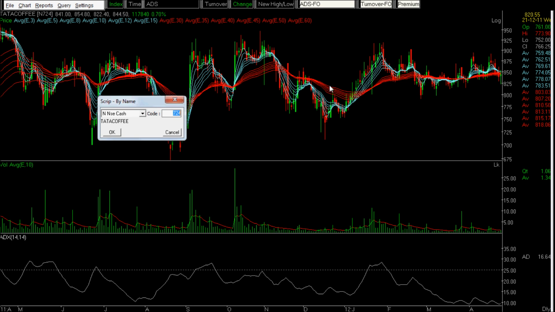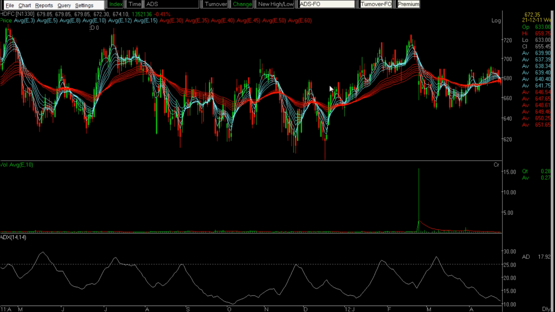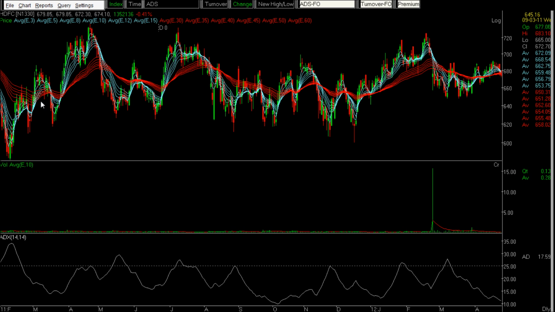Another example is HDFC. Even in HDFC, if you see, there is no clear picture. The stock is in a clear swing. It is in a tight range. I don't want to trade such stocks. These lines are contracting and expanding, again contracting, and they again expand. So I will not take that stock.